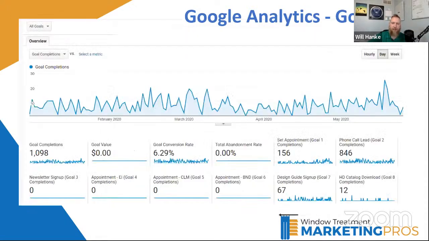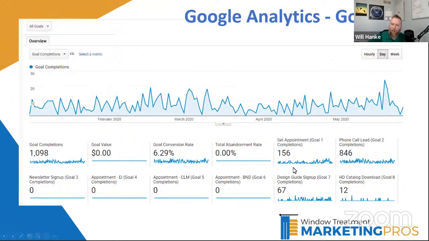Over time, you can set different goals inside analytics. So for this example here, this company had 156 people fill out the form, but check this out, 846 people pick up the phone to call them. So having some call tracking in place is another huge piece of this. Just having your regular phone number out there isn't the best scenario because you don't know 100% for sure where those people are calling from. So having that phone call tracking in place is huge.